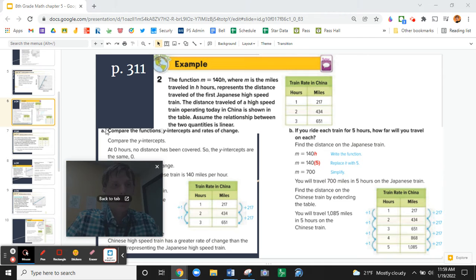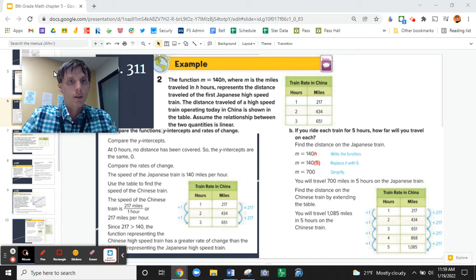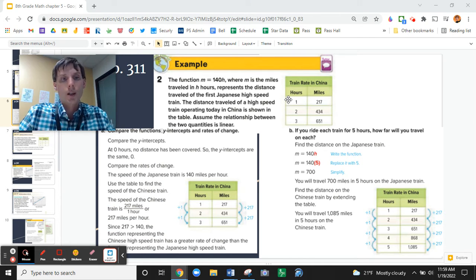So another example they give us here, I'll be quick on this one too, since it is already written in your book. We're looking at the speed traveled of two different trains. So we have a function m equals 140h, where m is the miles traveled in h hours, and that is for the Japanese high-speed train. So 140, this rate times that many hours will give you the number of miles, right?